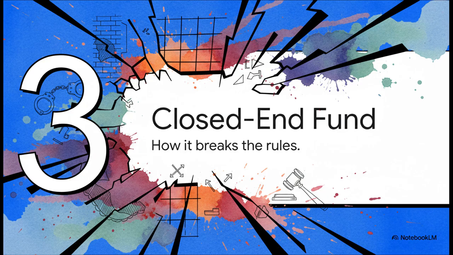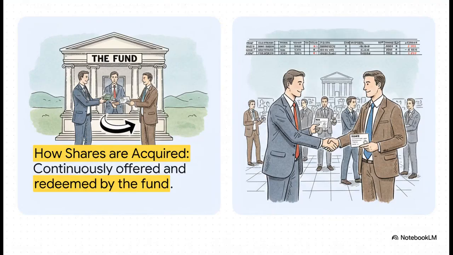Good. Now let's meet the rule breaker, the closed-end fund. This is where the really key differences for your exams start to pop up. And here it is, the single biggest difference. With a mutual fund, you're buying from and selling back to the fund company itself. But with a closed-end fund, well, you're trading shares with other investors out on an exchange, just like you would with a stock. The fund itself is not involved in those day-to-day trades at all.